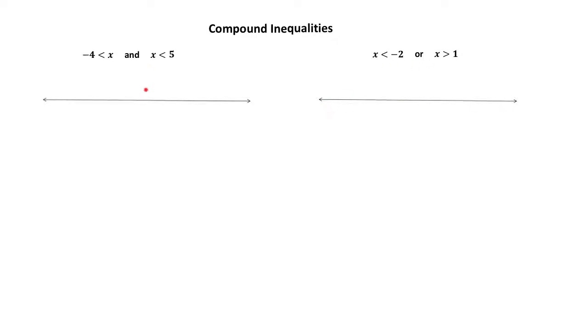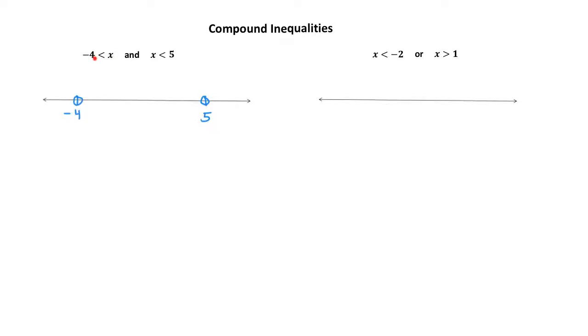With these two cases, I want to see what the answers look like. Say we have negative 4 is less than x, and at the same time, x is less than 5. Anytime you see "and", it means you're trapped between the two values, in this case negative 4 and positive 5. I'm going to put an open circle at both, because there's no equal sign on either of the inequalities.